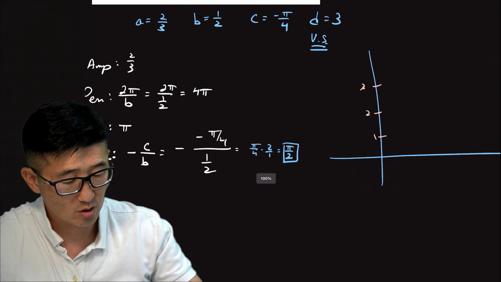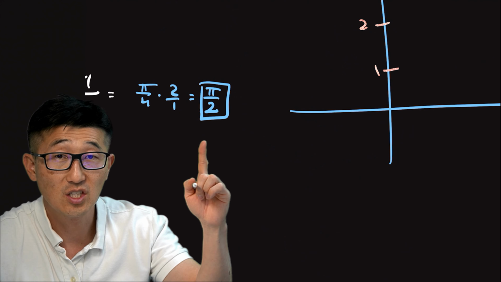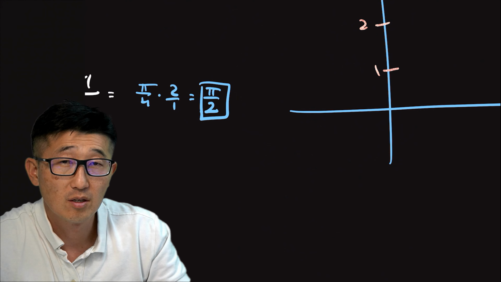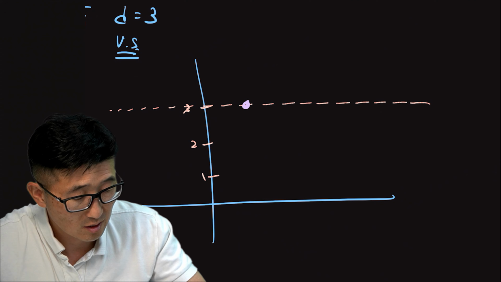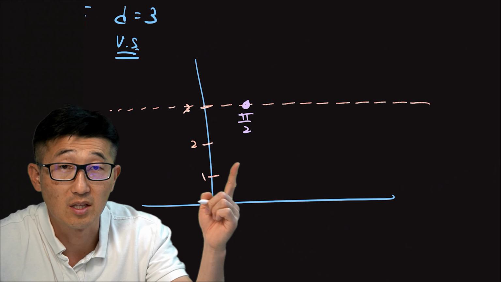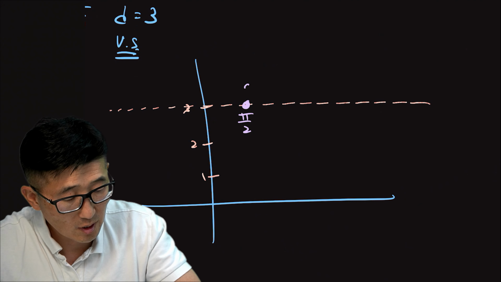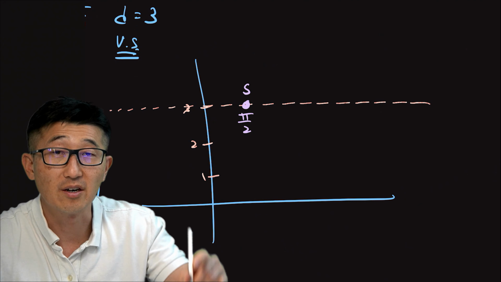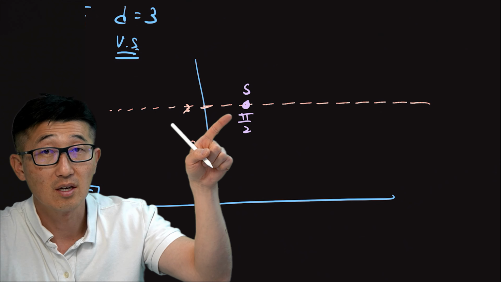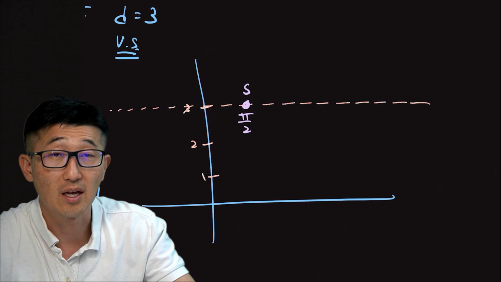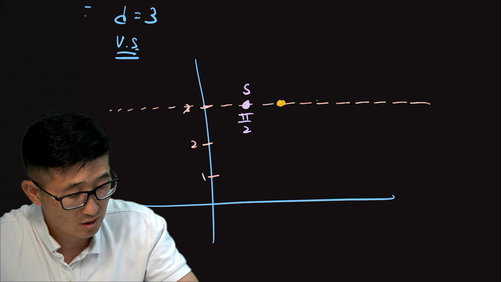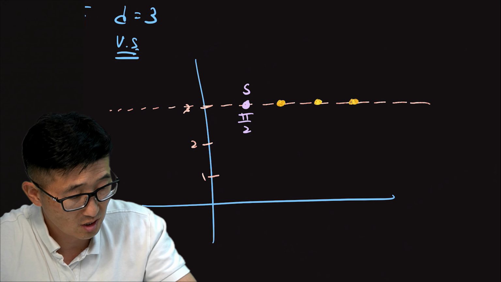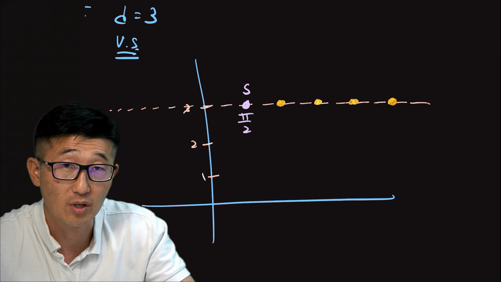Now, where do we start? Where's our phase shift? Phase shift is at what? Pi over 2. So it's going to be somewhere around right there. See it? I'm going to put the letter S right on top to remind me I need to start there. Okay, now plot 4 dots to the right. 1, 2, 3, 4.